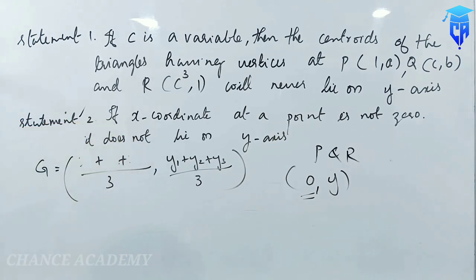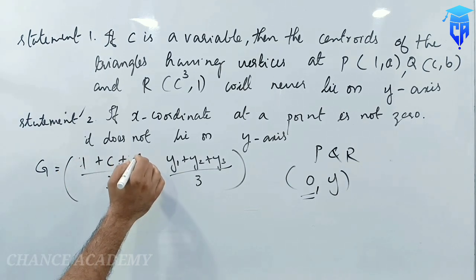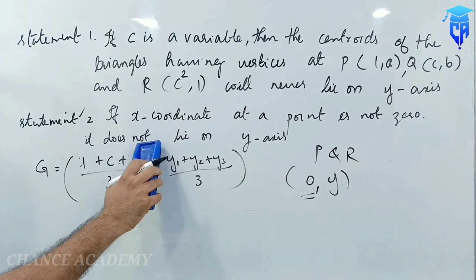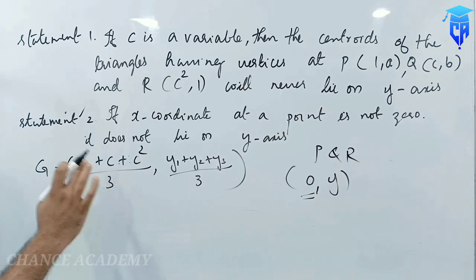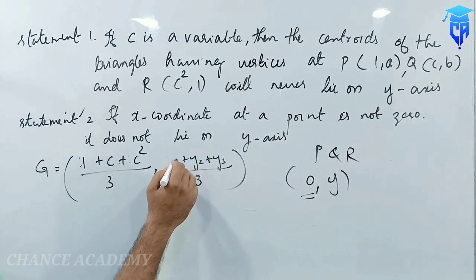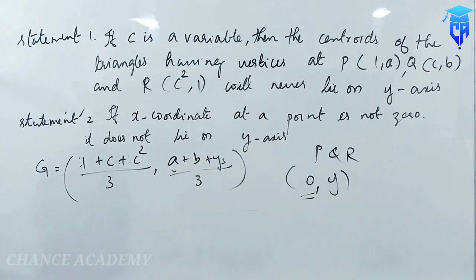So x1, x2, x3 can be replaced with 1, c and c cube. Actually, this was c square in the question, c square. I'm making the correction here, c square. So the x coordinate, we got as 1 plus c plus c square by 3, and the y coordinate we can write as a plus b plus 1 by 3.